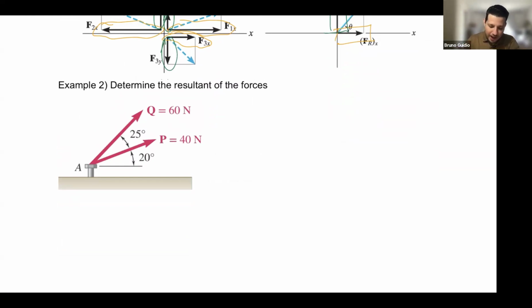We have vector P and vector Q. And right here I can see their magnitudes, 40 newtons and 60 newtons. We have some angles here where we can figure out the direction. Well, that's pretty much what we need to transform those vectors to the Cartesian notation, meaning the x and y components. So, for example, let's talk about vector P first.